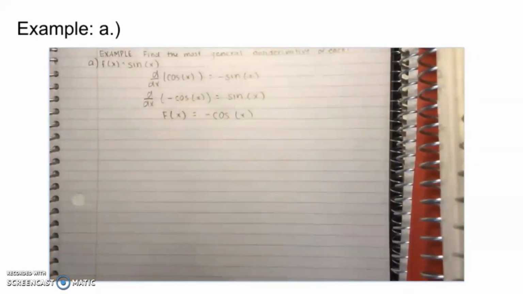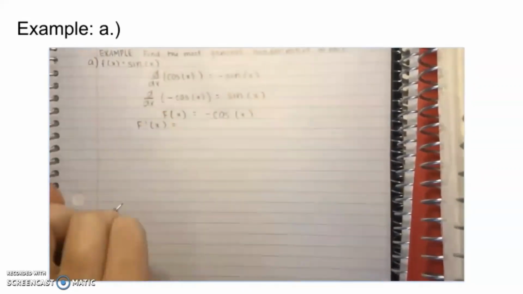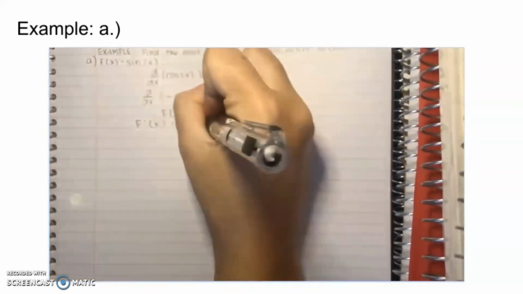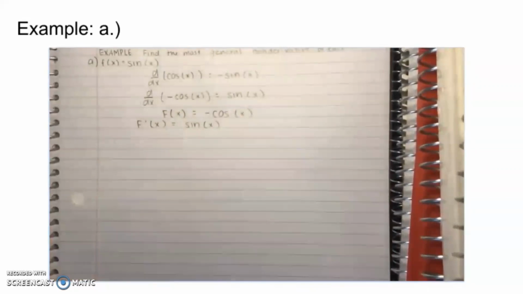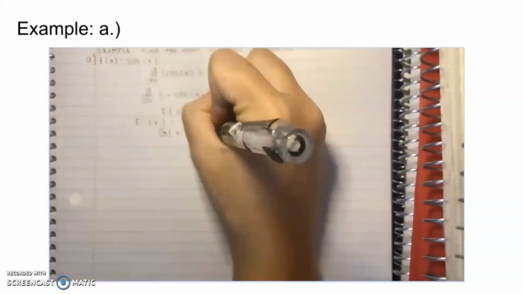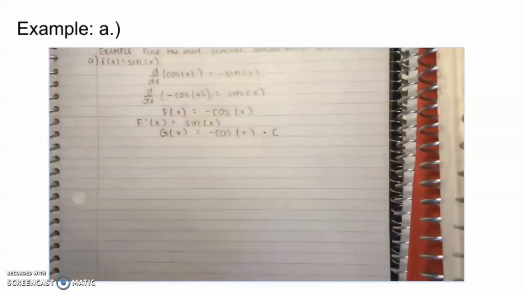We can also check this by taking the derivative of F of x, which would give us F prime of x equals the derivative of negative cosine x, which is sine x. So an antiderivative of sine x is negative cosine x. We then need to apply theorem 1. So G of x equals negative cosine x plus c. That gives us the most general antiderivative.